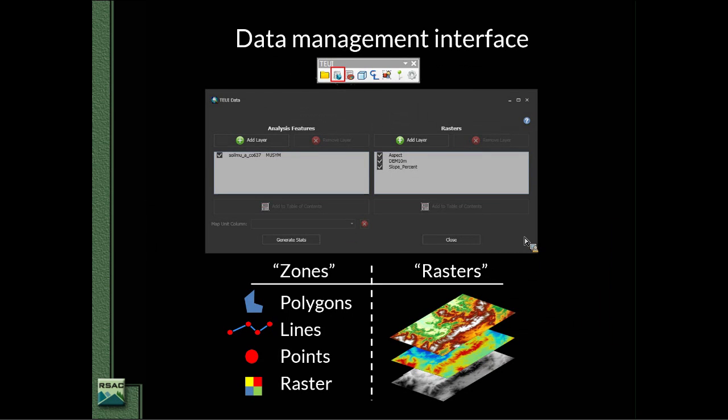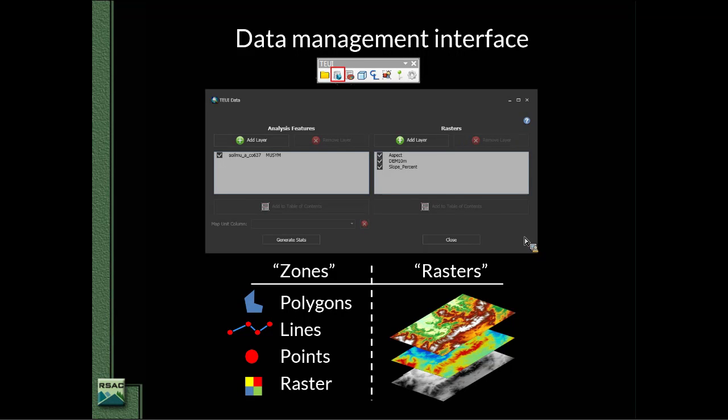The data management interface is really where the user starts interacting with the tool. We have the analysis features or zones, and those can be polygons, lines, points, or rasters, thematic rasters. Users can also designate a map unit column, and now it doesn't have to be a traditional soil survey map unit or any kind of symbol name. It's just simply an attribute column that is a common identifier. And the zonal statistics for each polygon under that identifier will be aggregated up into a new value that users can utilize.